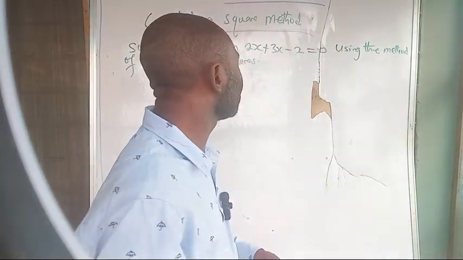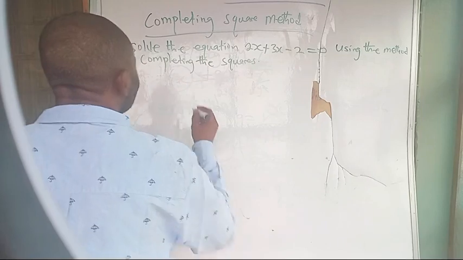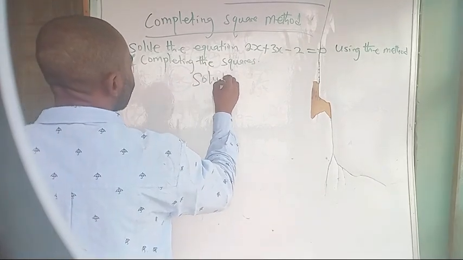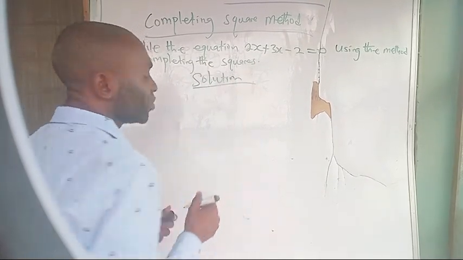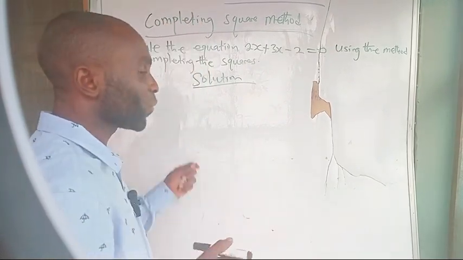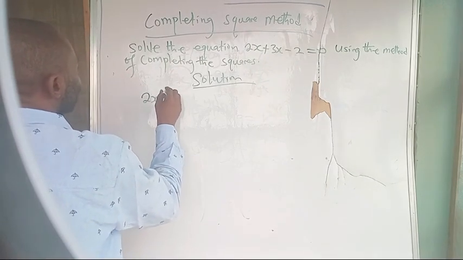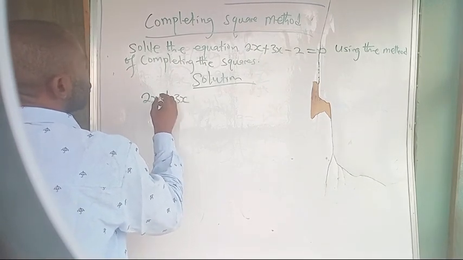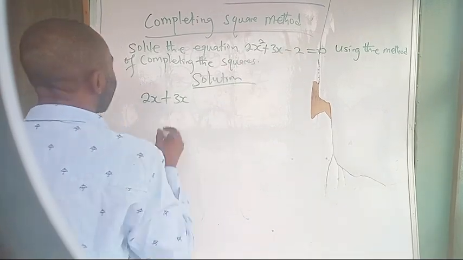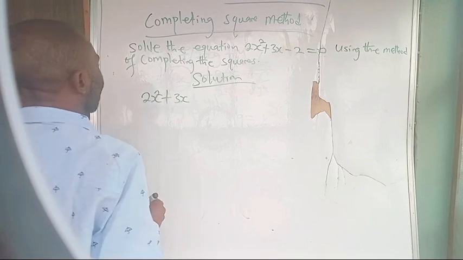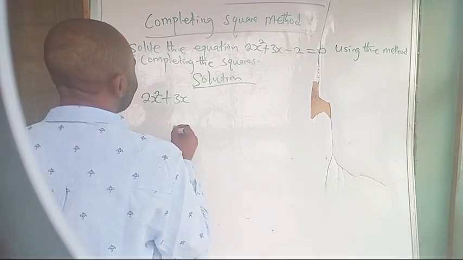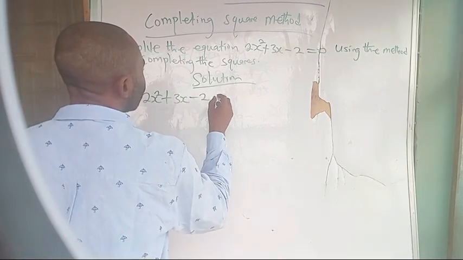So now we have the solution to the problem. We have the question here: 2x squared plus 3x minus 2 is equal to 0.